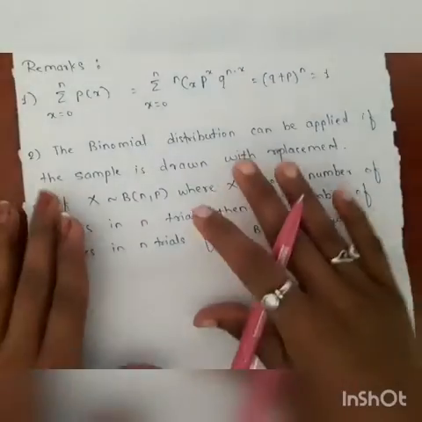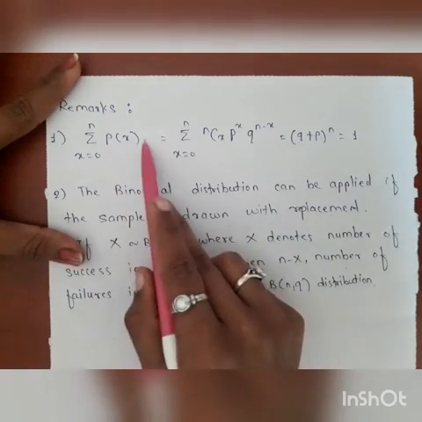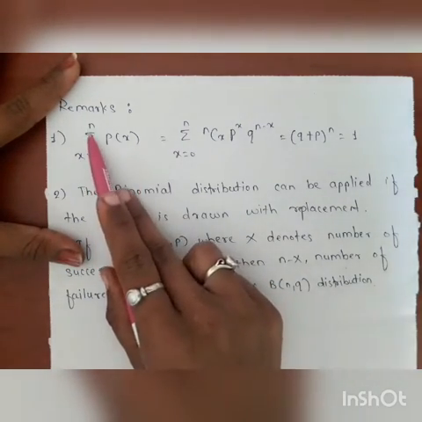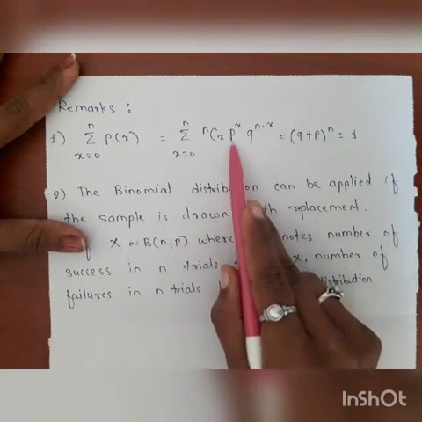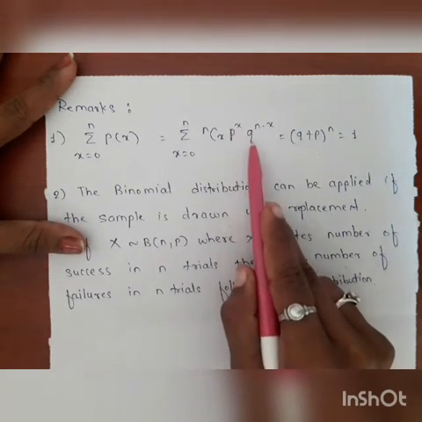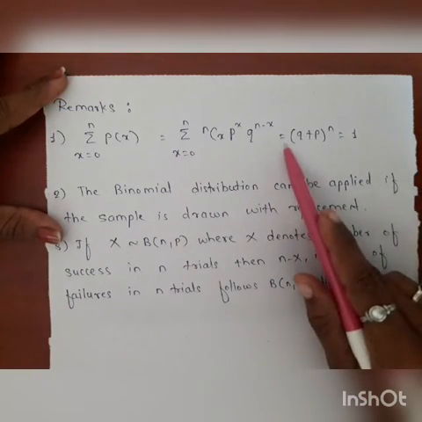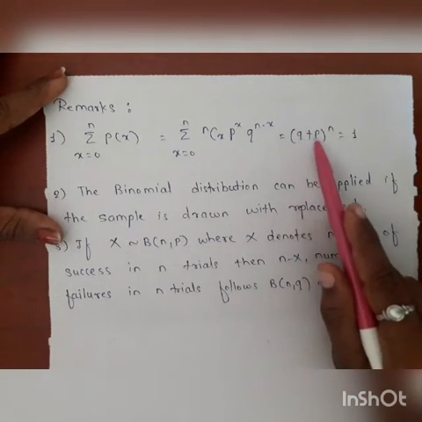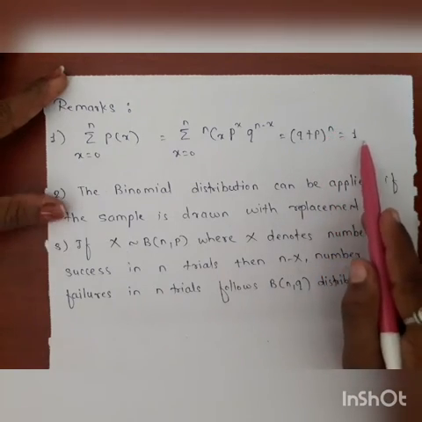Next, remarks. First remark: summation of p of x, x running from 0 to n, is equal to summation of nCx p raised to x q raised to n minus x, running from 0 to n, which is also equal to (q plus p) raised to n, which is equal to 1.